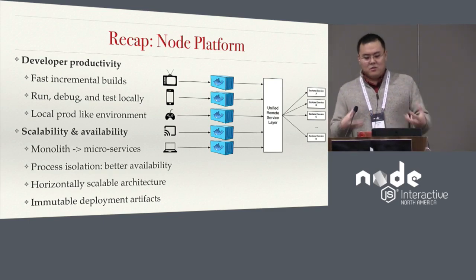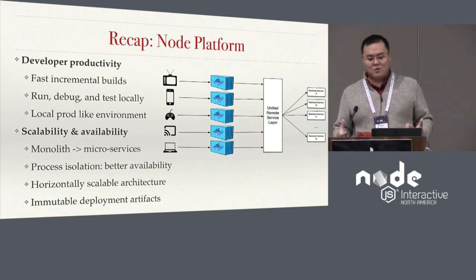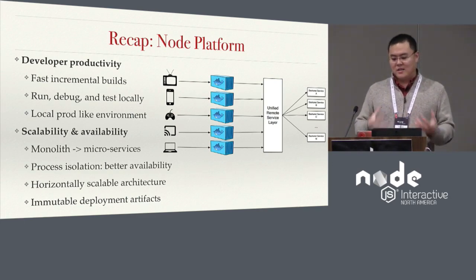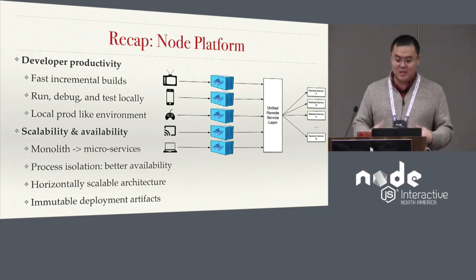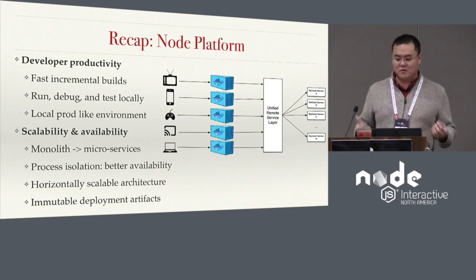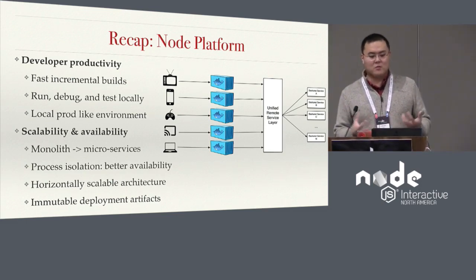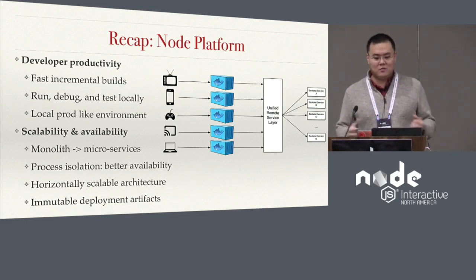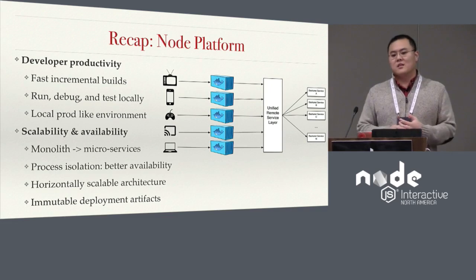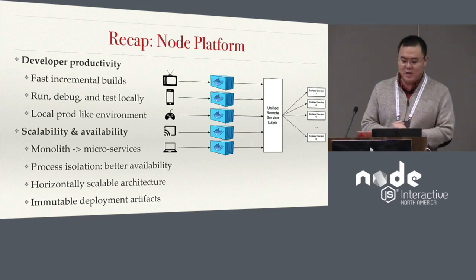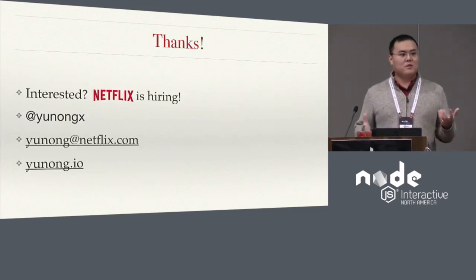As a recap, the 3 things that we're really focused on for the new Node platform: 1, developer productivity, right? It really lets you run, debug, and test things locally, with fast incremental builds. And scalability and availability, right? Breaking that monolith into microservices running inside of a Docker container running Node with process isolation, so we're getting better availability. Everything's horizontally scalable, and we have immutable deployment artifacts. Today I walked you through our journey in the Netflix API, and we've been recently running some tests with this new platform, and it's done really well. In the new year, we hope to start deploying that to some of the clients that you'll see out in the Netflix ecosystem.